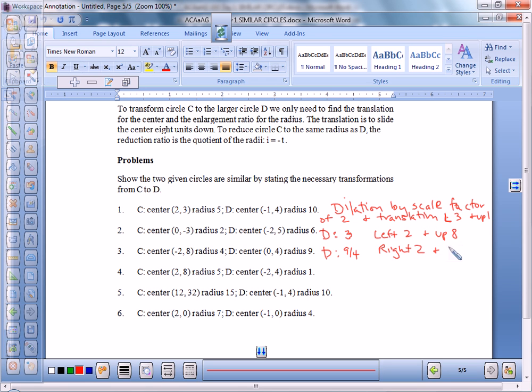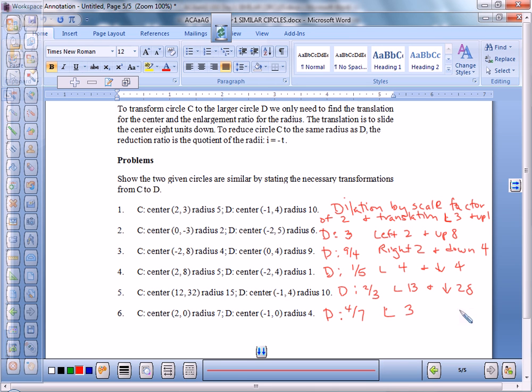Okay, this one is a dilation by a scale factor of 1/5. And then we go left 4 units and down 4 units. This one is a dilation by a scale factor of 2/3. It is left 13 units and down 28 units. This one is a dilation by a scale factor of 4/7. Sorry. It is left 3 units. And that's it. Any questions? Okay.